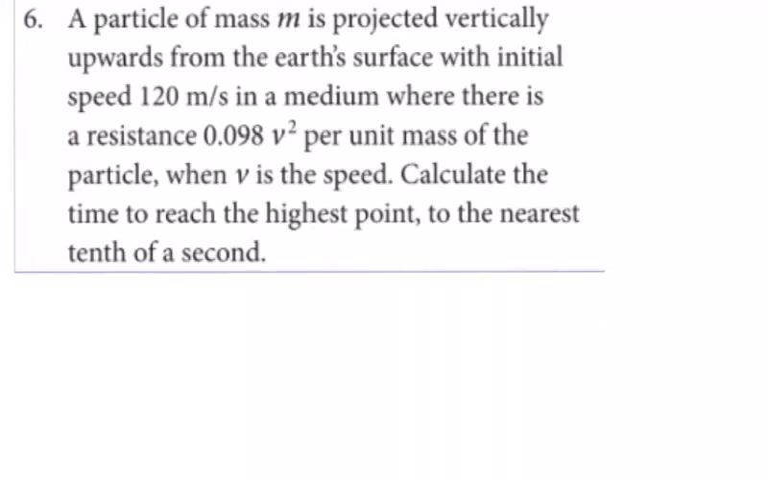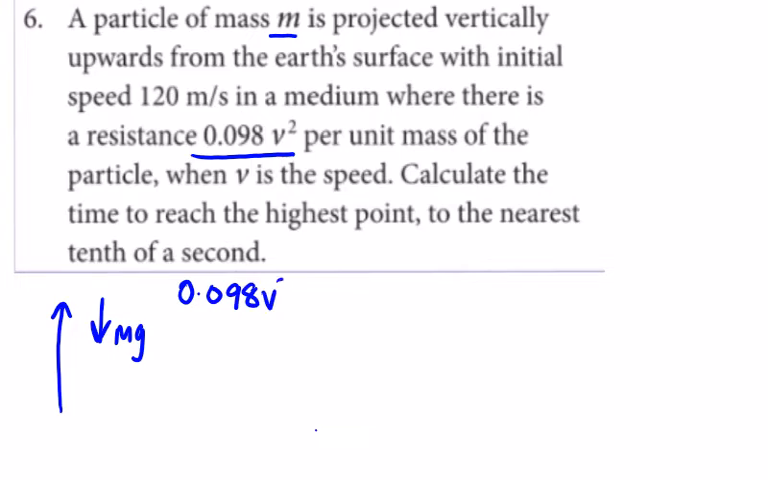In this question, we have a particle of mass m projected vertically upwards. It's going in this direction. There's a force bringing it back down, mg. And there's also another force bringing it back down in this question, 0.098 v squared. Now we can get them both in terms of g here maybe.